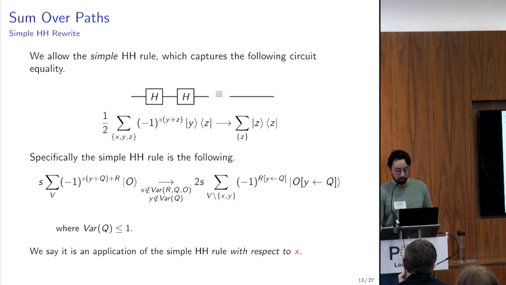Just to fix vocabulary, we'll call this an application of the simple HH rule with respect to x, where x is the variable that we're factoring out of the expression. And importantly here, we've reduced the number of variables by 2. So here we have 3, now we have 1, and it's simpler than before.